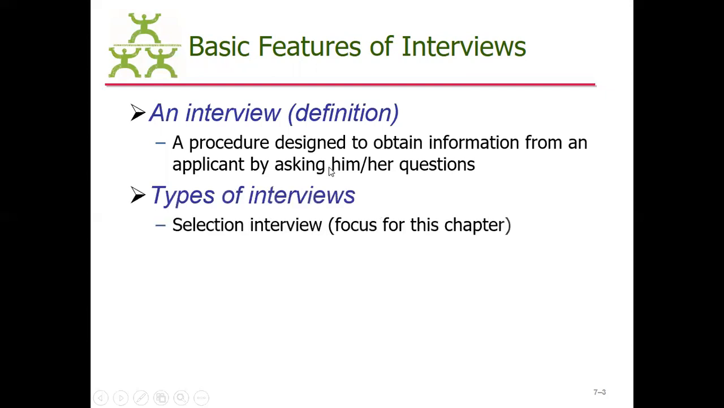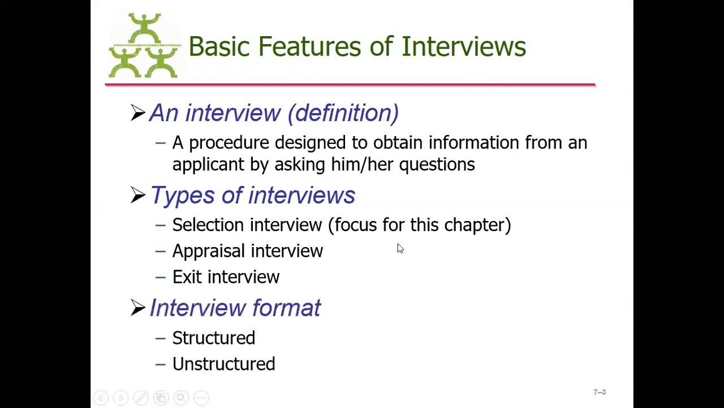We have three different types of interviews. The first one is the selection interview. We will focus on the selection interview in this particular lecture. The second one is the appraisal interview, and the third one is the exit interview. Appraisal and exit interviews, we will discuss these two types of interviews in the coming lectures. Let's talk about the two main formats of interview. The first one is structured and the second one is unstructured.